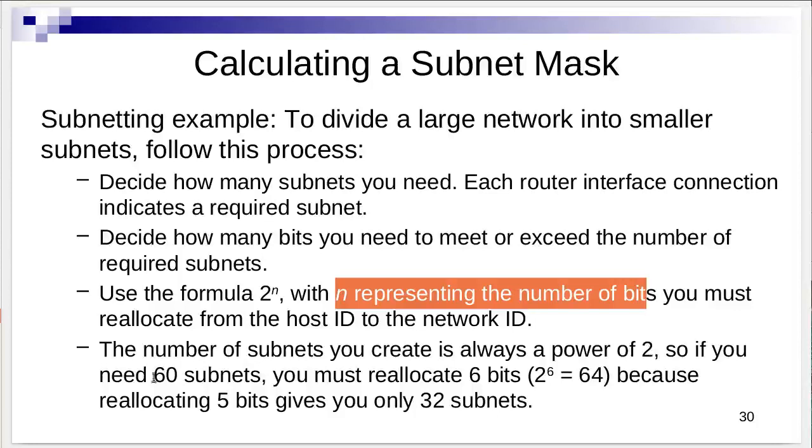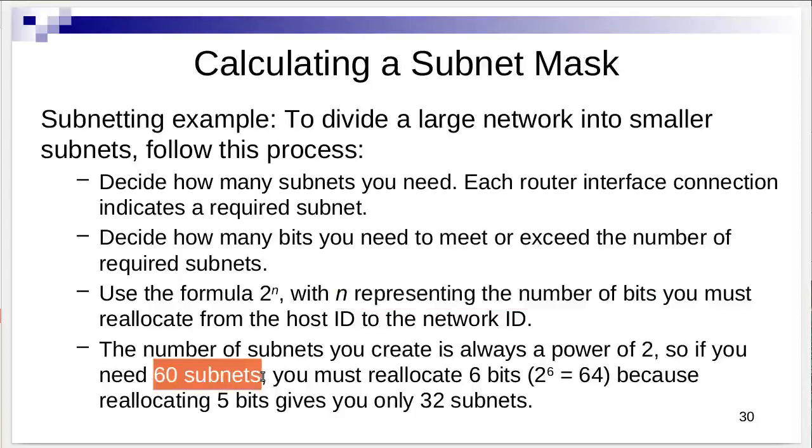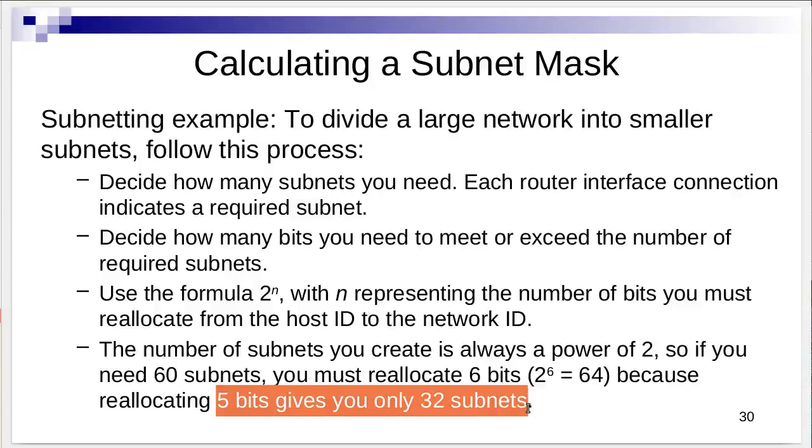So if you need, let's say, 60 subnets, you can't allocate exactly 60 subnets. You have to allocate the closest power of 2, and that would be 6 bits to get a total of 2 to the 6, or 64. So even if you only want 60, you have to set up 64 subnets. And you can't use 5, because if you use 5, you only get 32 subnets.